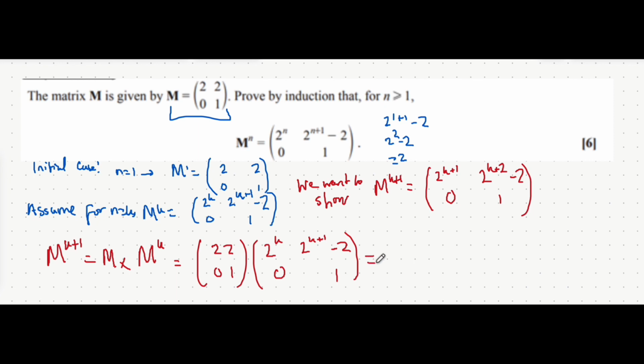And then let's now multiply matrices just like we know how to do it. So 2 multiplied by 2 to the power of k is 2 to the power of k plus 1. And you add on to that 2 multiplied by 0, which is nothing. 0 times 2 to the k is 0. 1 times 0 is 0, so that becomes 0. 2 times, okay, you have to be careful here because you're multiplying it to everything here. 2 times 2 to the power of k plus 1 is 2 to the power of k plus 2. 2 multiplied by minus 2 is minus 4.